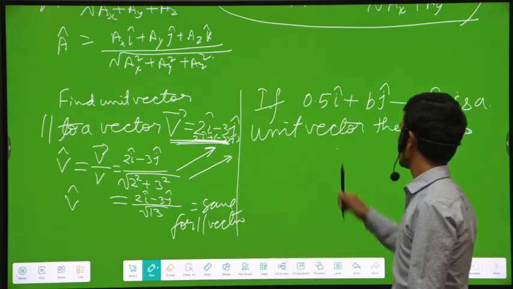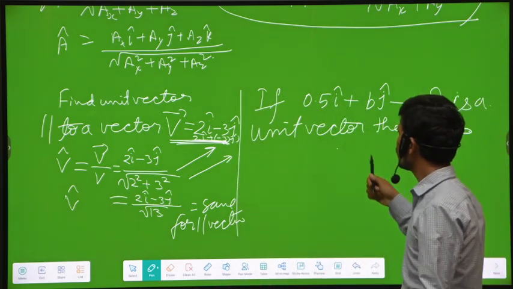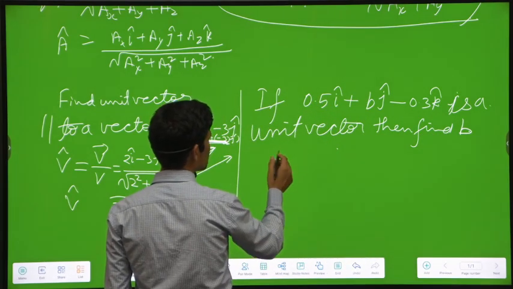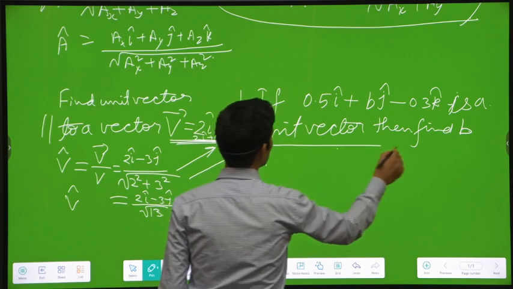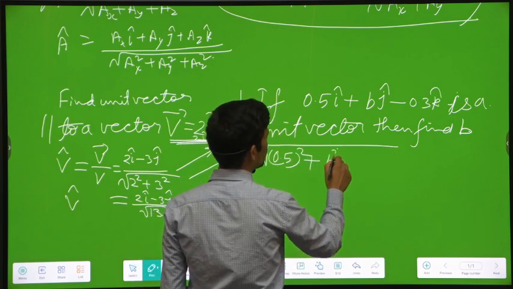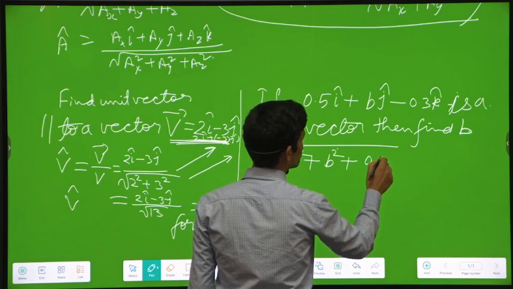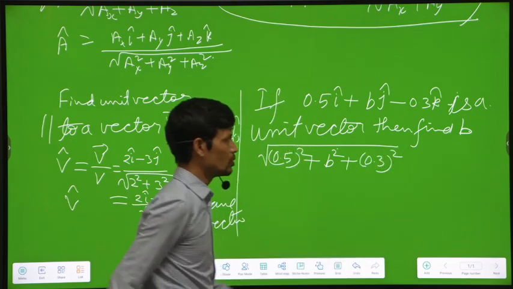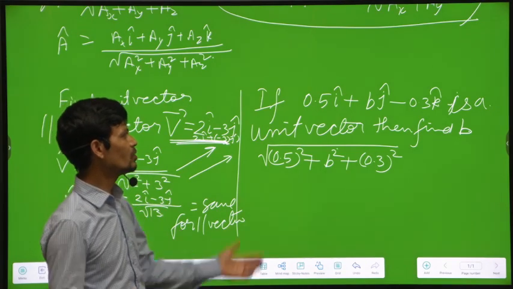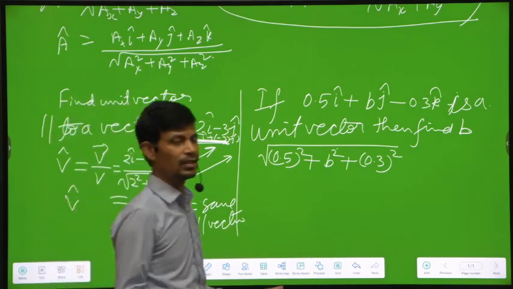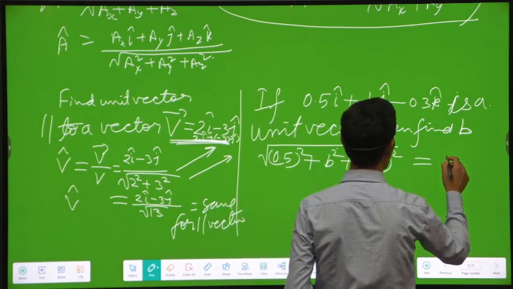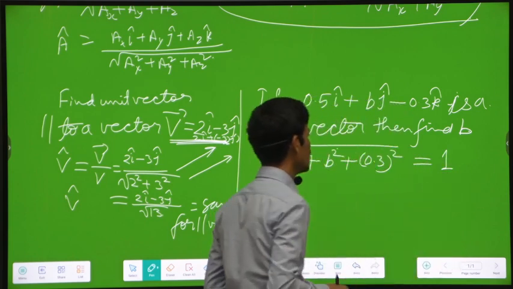Okay, now what about this? We know it is a unit vector. It means root of 0.5 square plus b square plus, see, as I told you, that is negative, but what is the use? Ultimately it will be squared, and finally it will come out to be positive. So I have ignored that negative sign, and it is equal to 1.